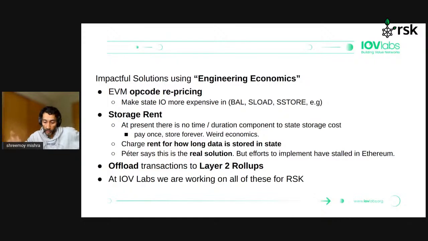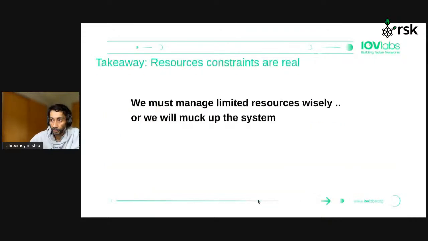And this is what Peter also calls the real solution, because the others do not really target state size growth. There are other incentives on the number of disk I/O operations, for example, the first one, but that doesn't directly influence state size itself. Storage rent targets state size itself because it encourages people to reduce how much they are storing and how long they are storing. And as I mentioned, we're working on all of these approaches for RSK at IOV Labs. Because limited resources, in the real world or in the blockchain space, we have to manage them well. Or if we don't manage them well, we can really muck up the systems.